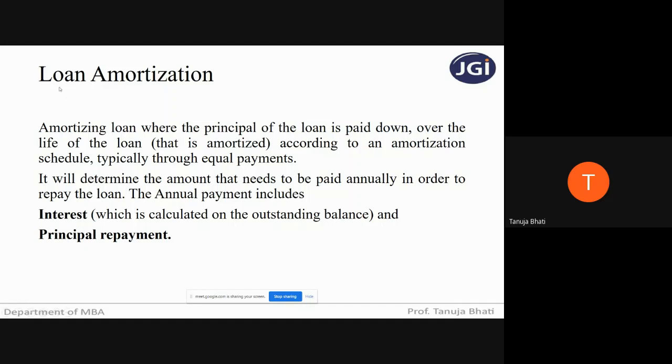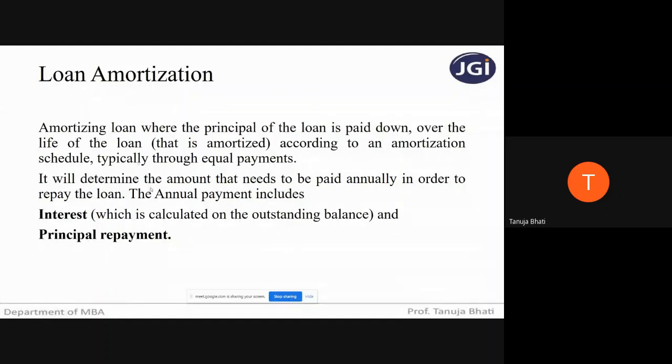First you need to understand the meaning of loan amortization, where the amount of the loan is spread over, amortized over the period of the loan. And that loan amount that you have to repay, you will repay in the form of annual installments. And annual installments will have the interest as well as principal amount.